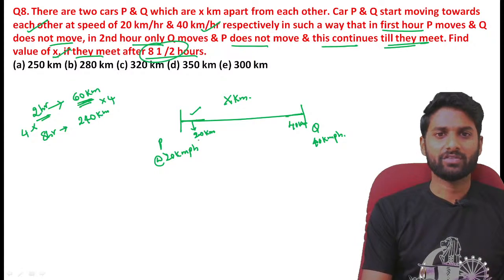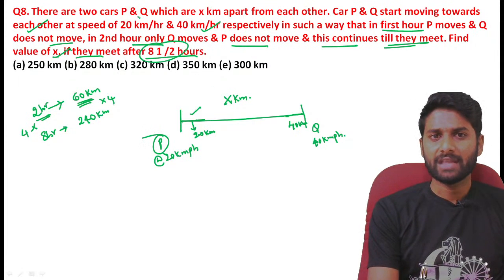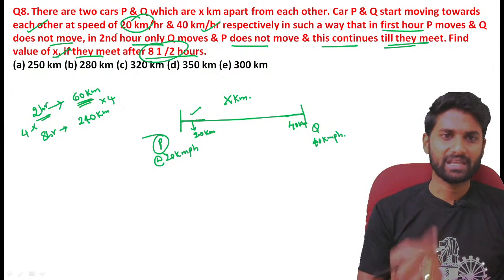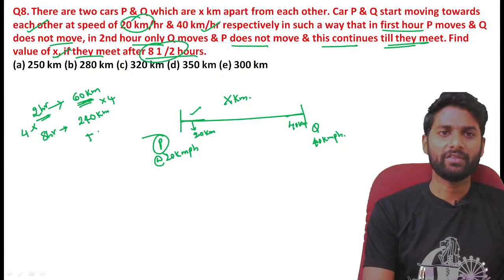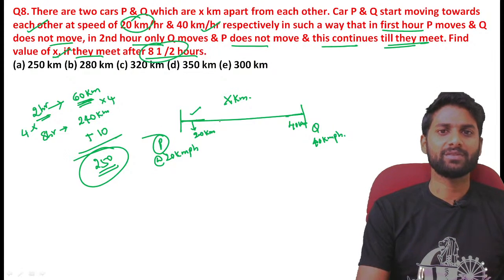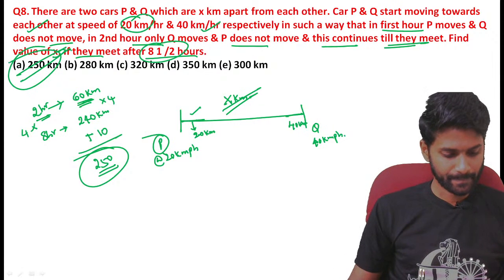Now, the next half an hour. Definitely the next half an hour is covered by P. P is traveling at a speed of 20 kilometers per hour, so in 1 hour they covered 20 kilometers. But here we have half an hour, so in half an hour they covered only 10 kilometers. That means they totally covered 250 kilometers, so the distance between the two places is exactly 250 kilometers.